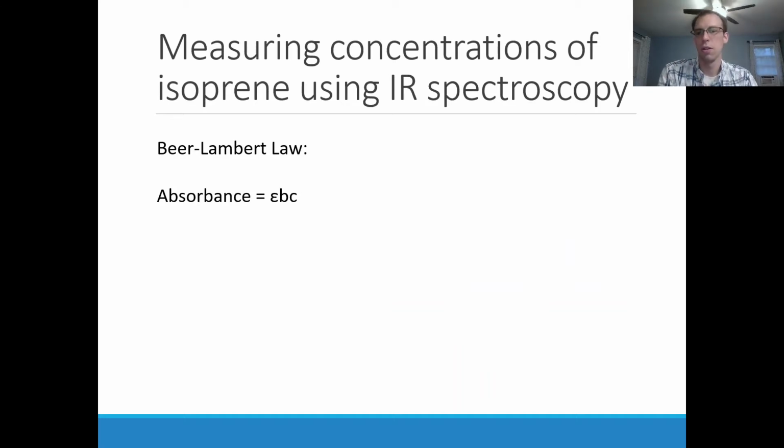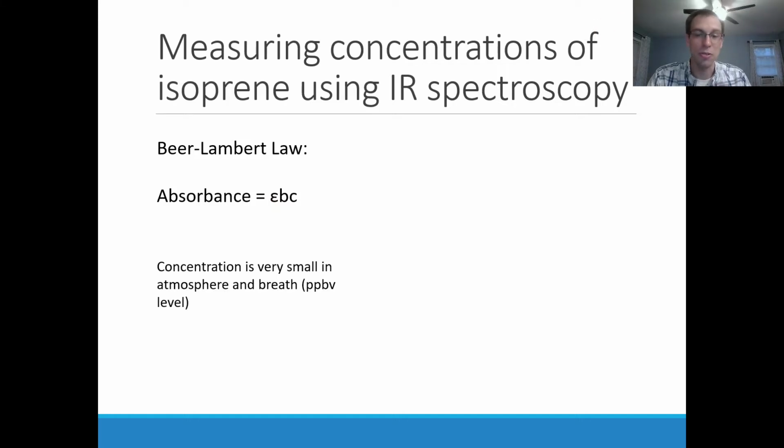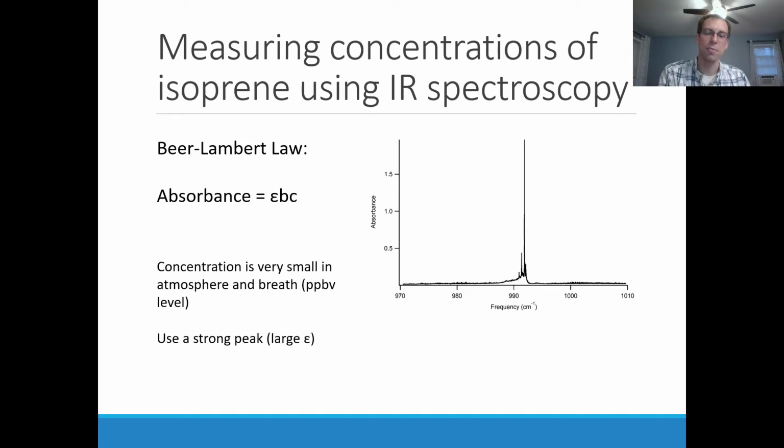And so the goal of our work is to use infrared spectroscopy to measure low concentrations of isoprene. And the basis of our work is, essentially like any other absorbance spectroscopy, the Beer-Lambert law, that the absorbance is directly proportional to concentration. Now, because the concentration is so low, this value of c is small. To be able to observe absorbance, we need to have as large a value of epsilon and b as possible. So epsilon tells us how strong the peak is, right? So the concentration is very small, and so we want to use the biggest peak we can.